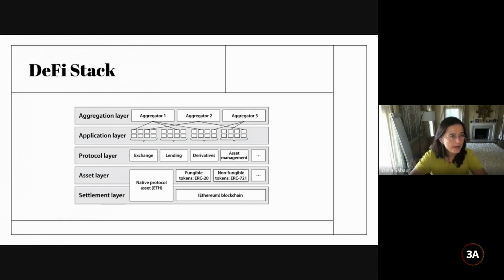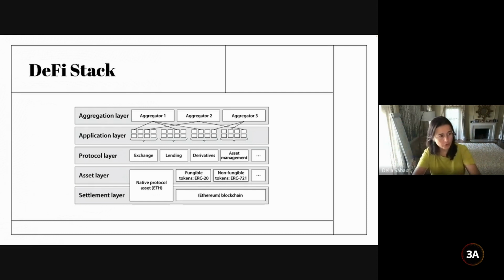So DeFi, we all heard about the DeFi stack, right? DeFi is built on top of a decentralized smart contract platform, and within the DeFi ecosystem, there are different layers and roles. At the bottom, there is a settlement layer where the transactions are committed on the blockchain, and it usually keeps an immutable log.